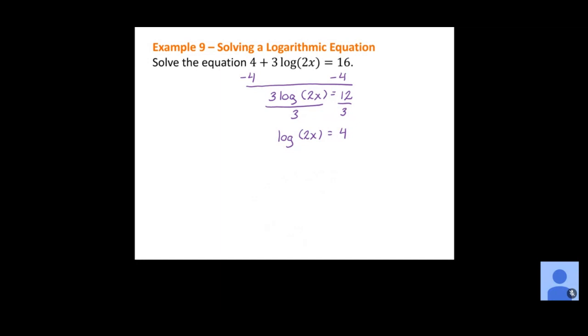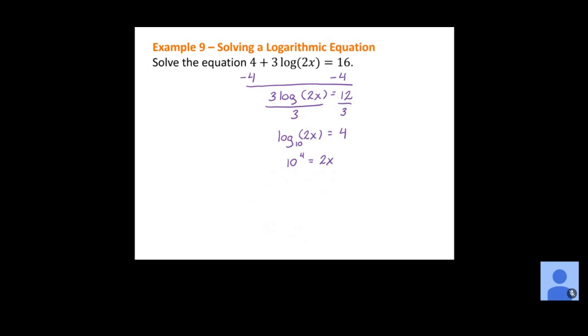Good. So now we can rewrite it in exponent form. Remember here with a common log, the base is an understood 10. And so we're taking this base of 10, we're raising it to the 4th power, and that should be equal to 2x now. All right, so then what can we do?